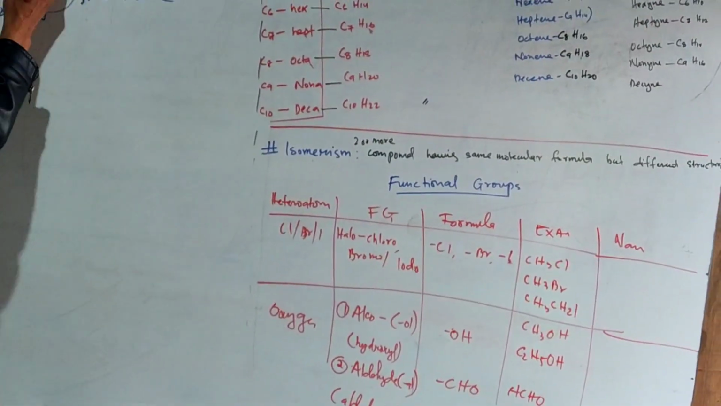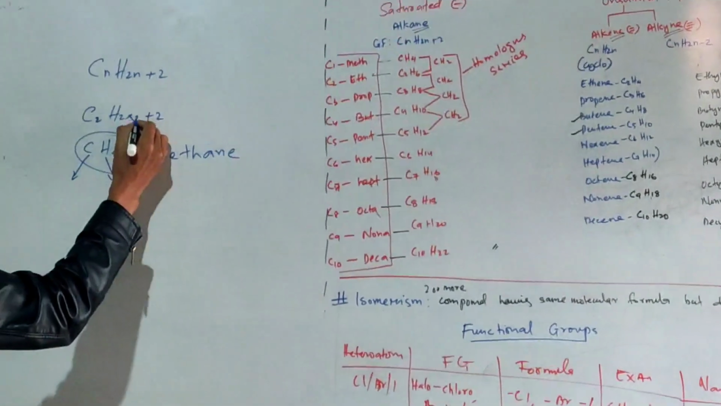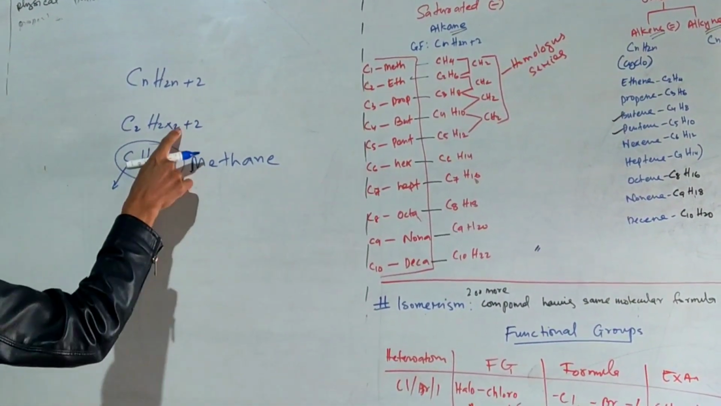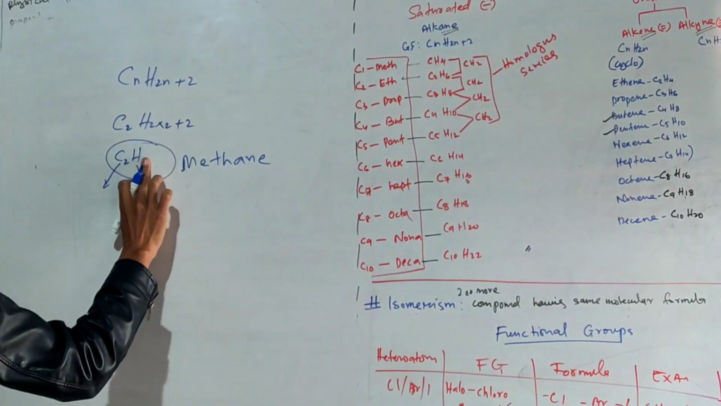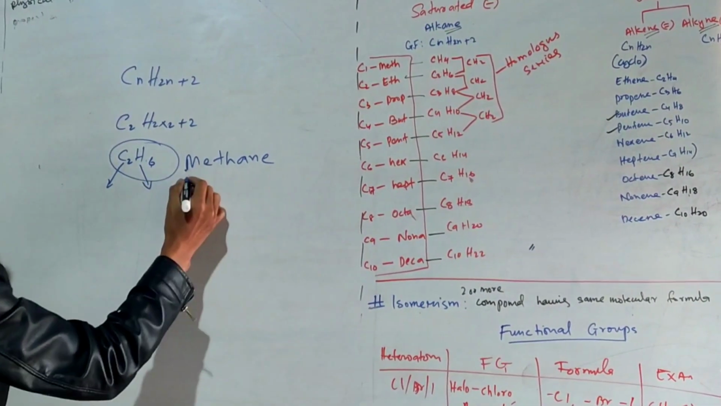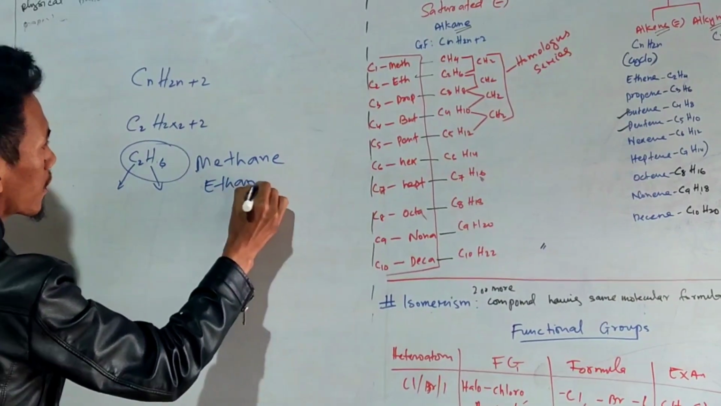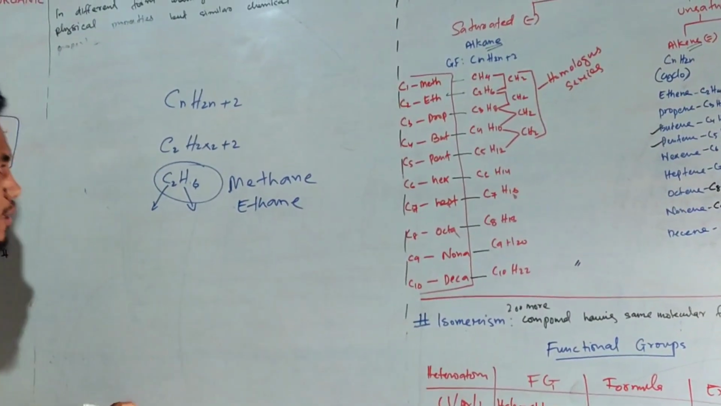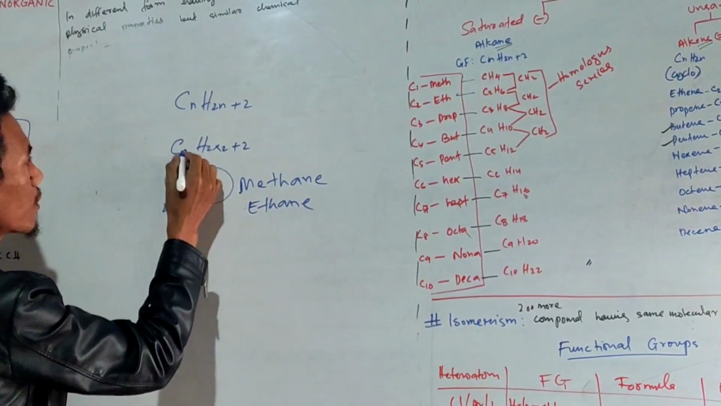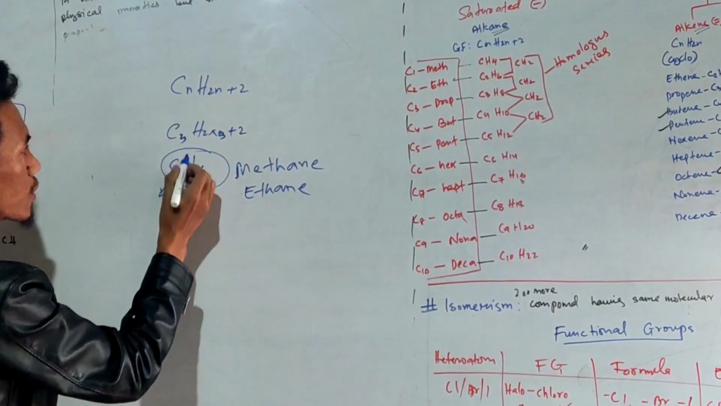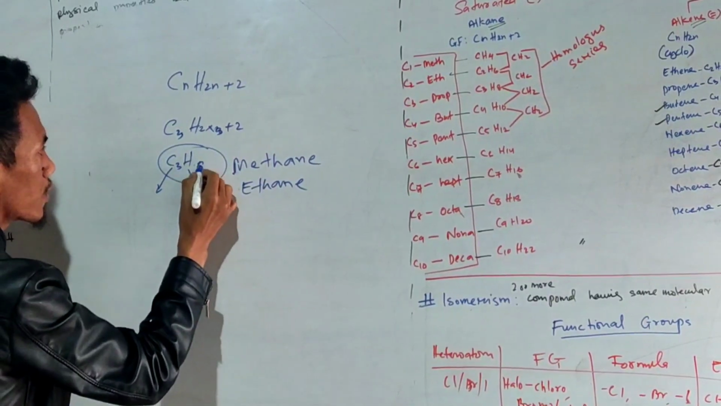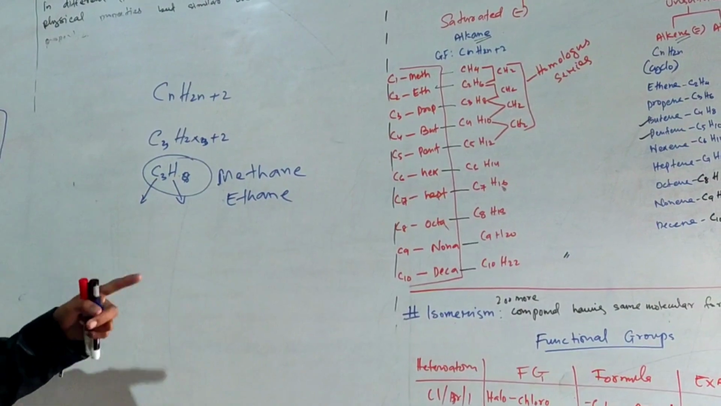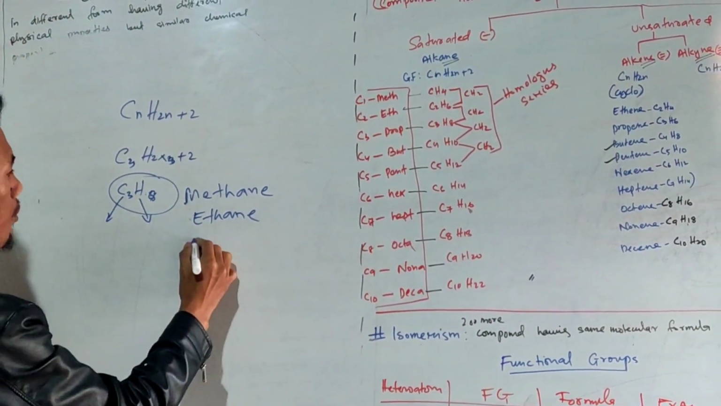When carbon is 2: C2, 2 times 2 is 4, 4 plus 2 is 6. C2H6. This will be your ethane. What about 3 carbons? C3, 2 times 3 is 6, 6 plus 2 is 8. C3H8. This will be your propane.